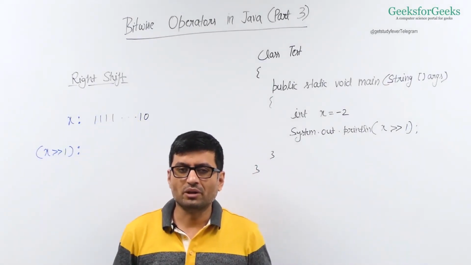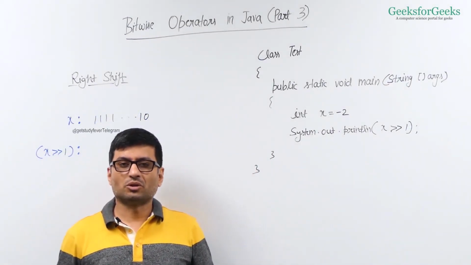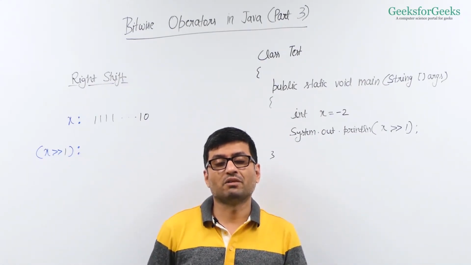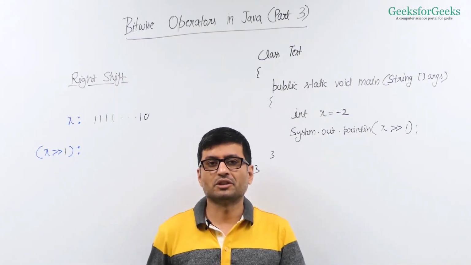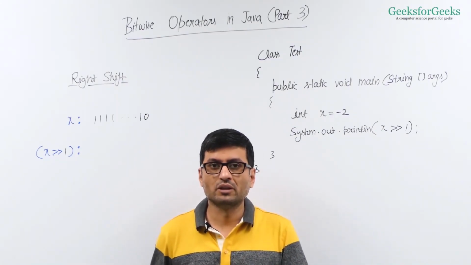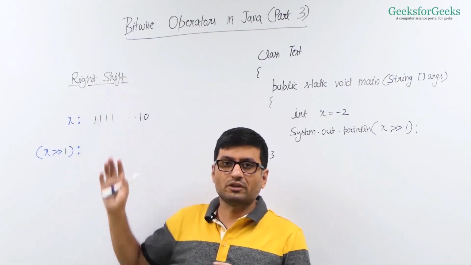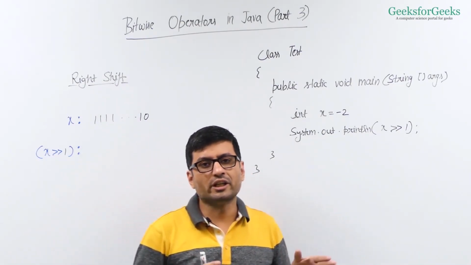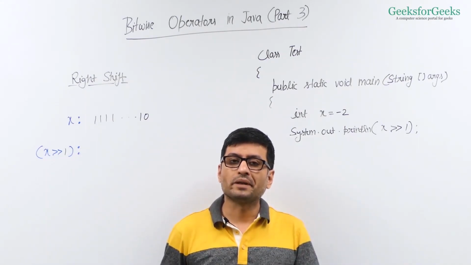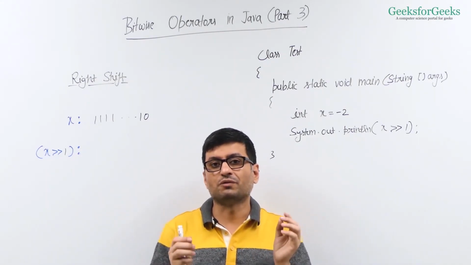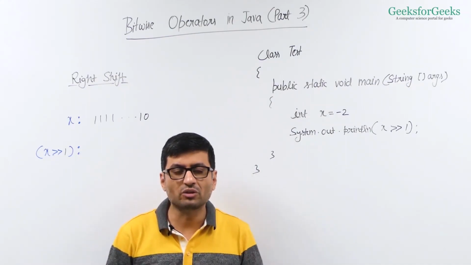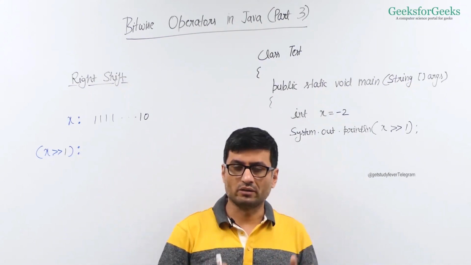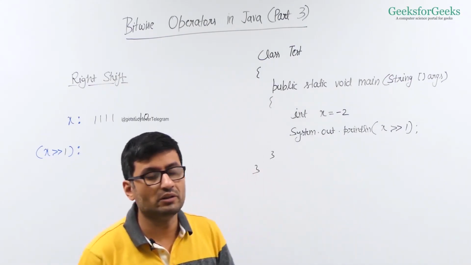Let us do this example of negative numbers because this is really interesting. Because of negative numbers, we have one more type of right shift, which is called unsigned right shift. And this particular right shift is sometimes also called signed right shift because it treats negatives and positives differently. In case of positives, it was filling leading bits with 0. In case of negatives, it fills leading bits with 1 to keep the sign.